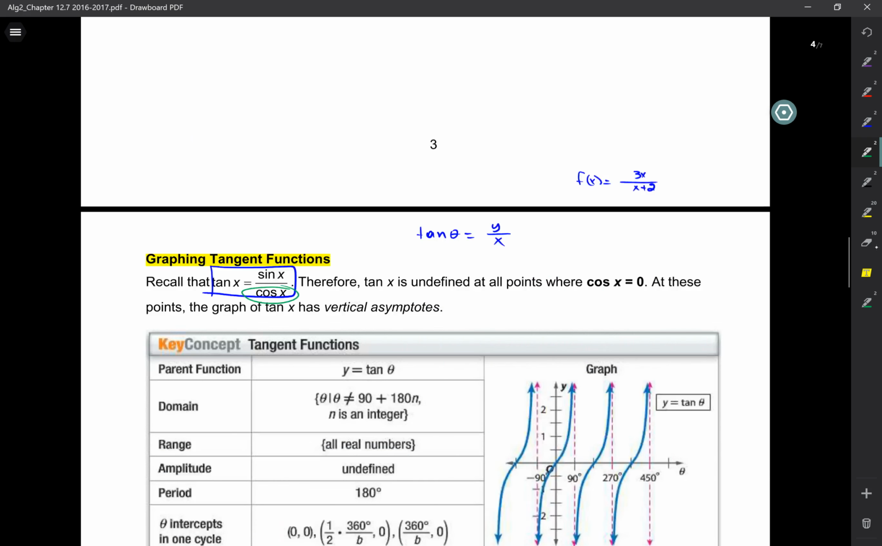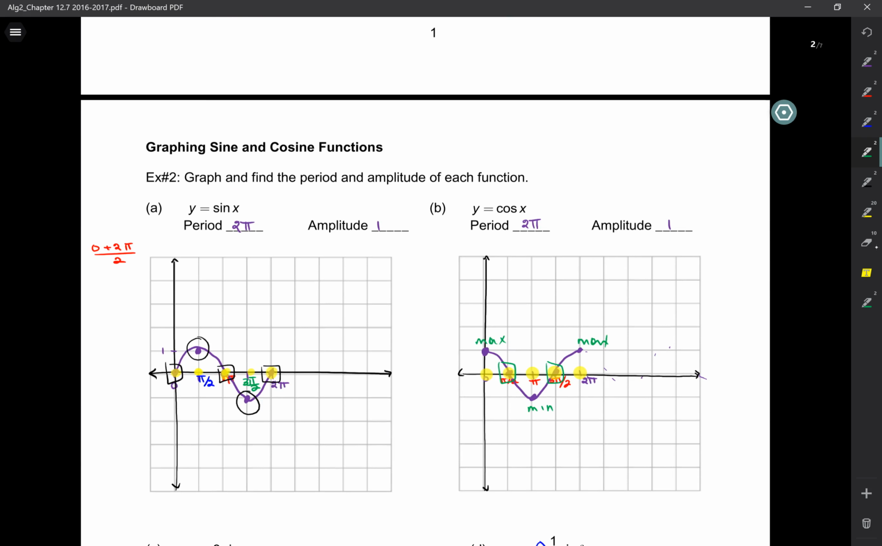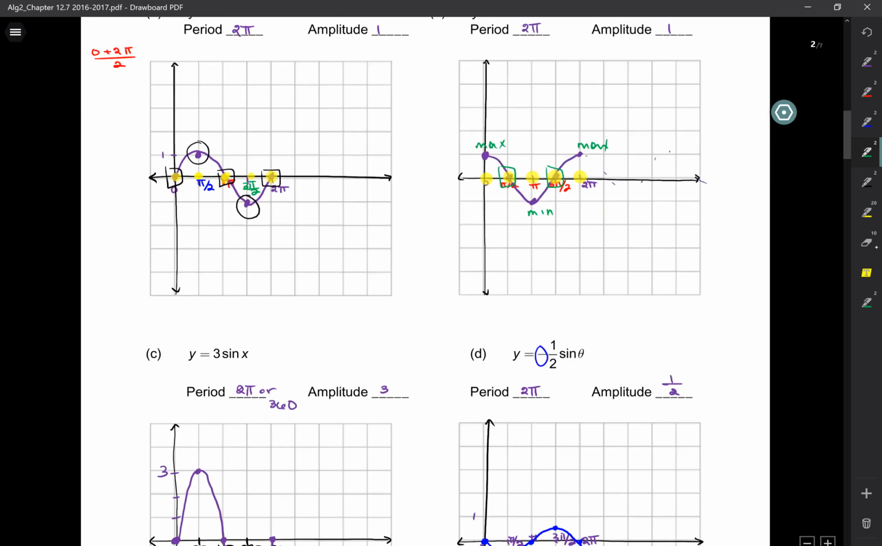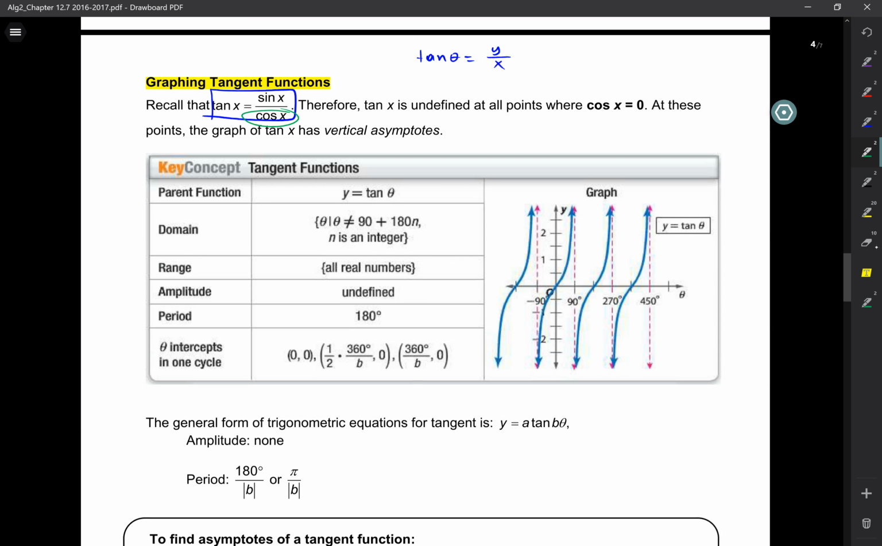So let's go back. At how many points was the cosine 0? Cosine is 0 at 2 points. Where is cosine 0? At pi over 2 and 3 pi over 2. So the moral of the story is, wherever the cosine is 0, tangent can't work.